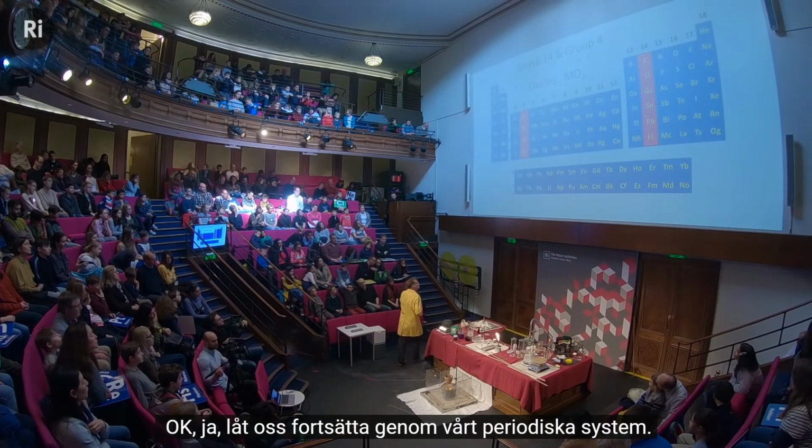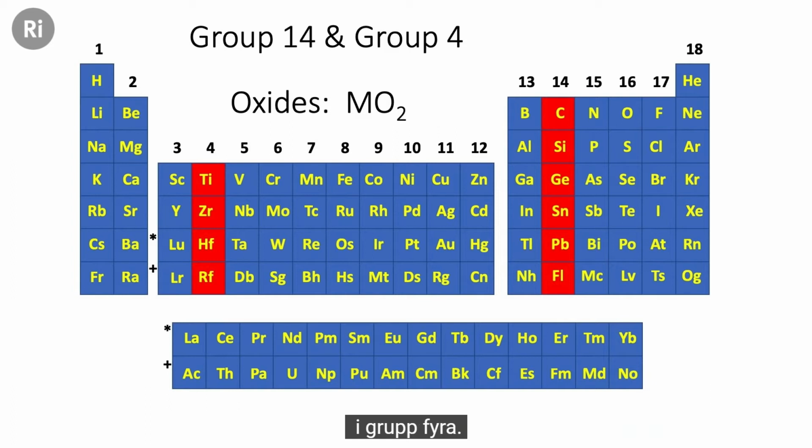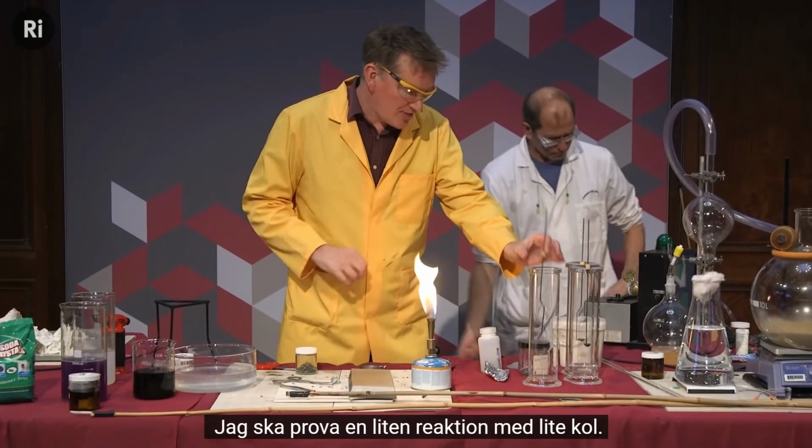Okay, well, let's keep on going through our periodic table. Let's go to the elements from group 4 and group 14. We have, for instance, the elements titanium, zirconium in group 4, but in group 14 we have carbon. So all of these have 4 electrons in their outermost shell. I'm going to try a little reaction with some carbon.